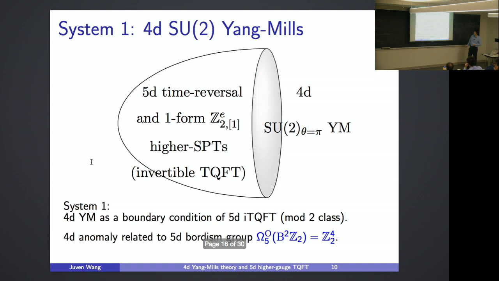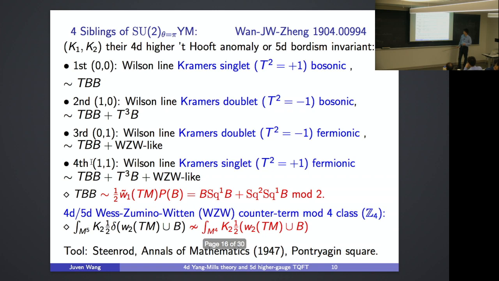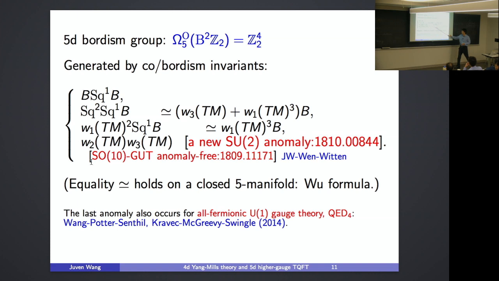Okay, so I reviewed the system. And for that, you would like to know what's the bordism group. And this will be the bordism group, O unorientable with B squared Z2. And there's a Z2-fold class. And these are the four classes for the generator. Turns out that the first three generators' linear combinations give rise to the anomalies associated to these four ensembles of SU2 gauge theory. While the last one is actually interesting. The last one is used also in another SU2 gauge theory, but with a matter field of spin 3/2 fermion, and this will use a new SU2 anomaly in this paper.